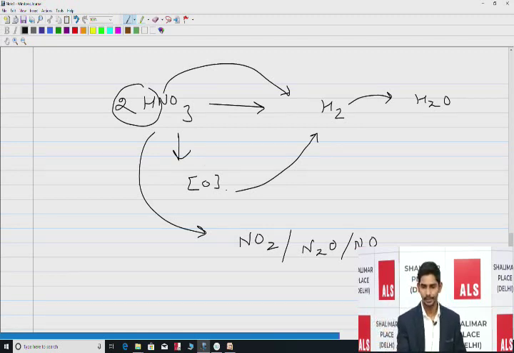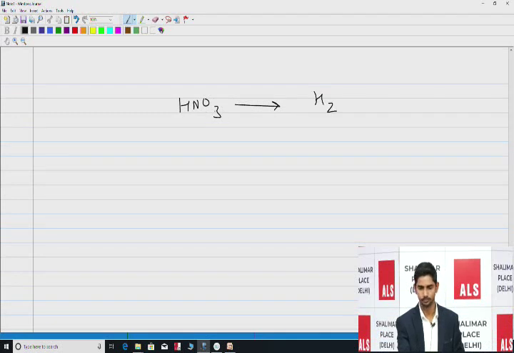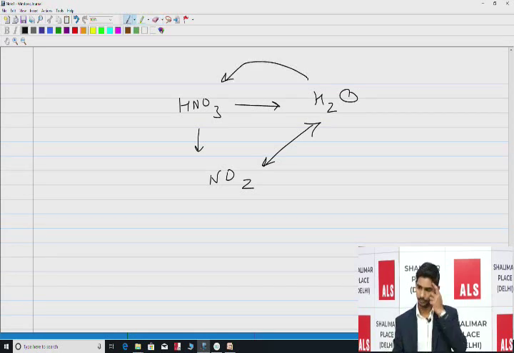Like in HNO3, if you remove H2, you're left with NO2. See, if you combine these two, you will get this one. Look at this very carefully. This is nothing but the breaking of HNO3. Getting? Obviously, that is not the balanced reaction. You can balance that, if you want to.